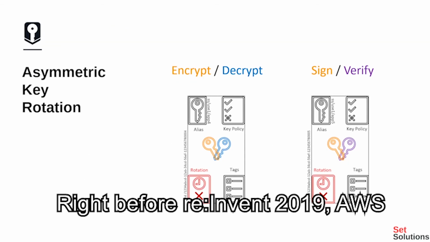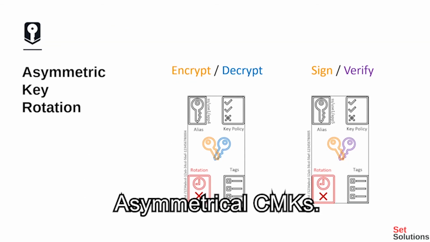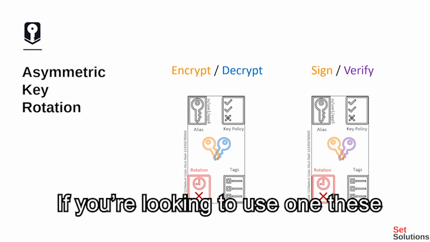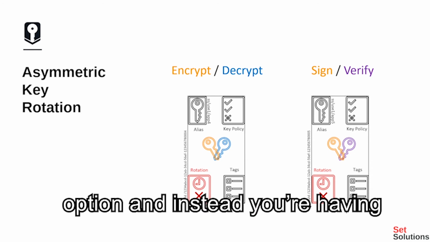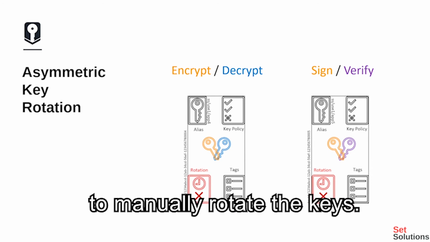Right before re:Invent 2019, AWS had announced support for asymmetric CMKs. If you're looking to use one of these types of CMKs, keep in mind that automatic key rotation is not an option, and instead you're having to manually rotate the keys.